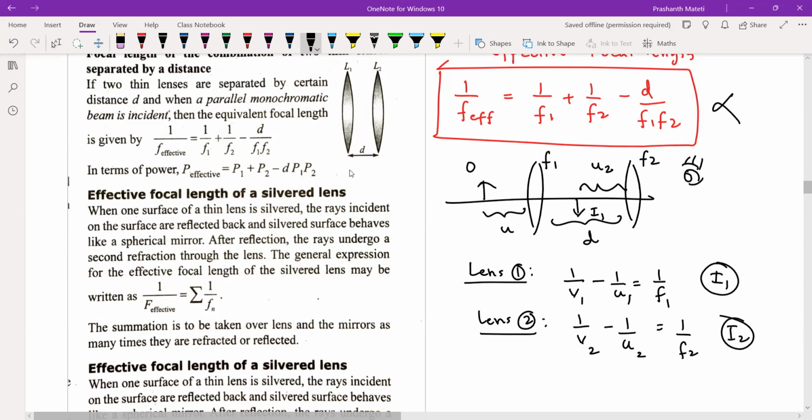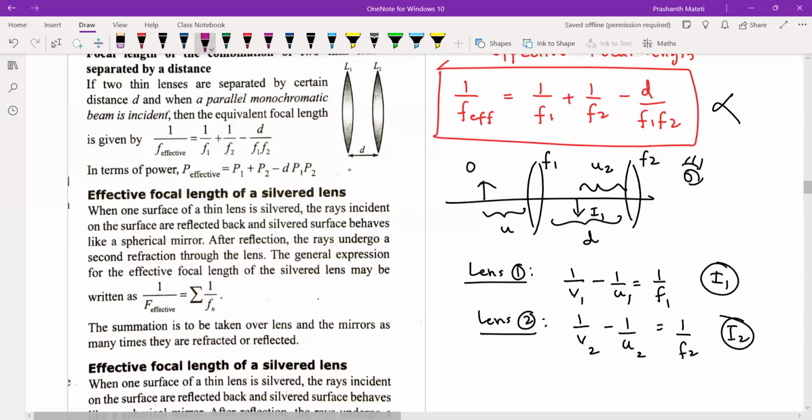Yes, sir. Okay. So if they ask to find effective focal length, use that formula. But if they ask to find the final image location, then you have to use the lens formula individually and find it. Okay. Also yesterday we saw the silvered lens part. What is the thing we have seen?